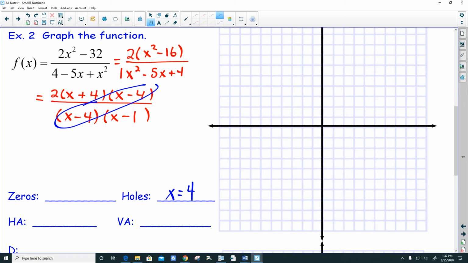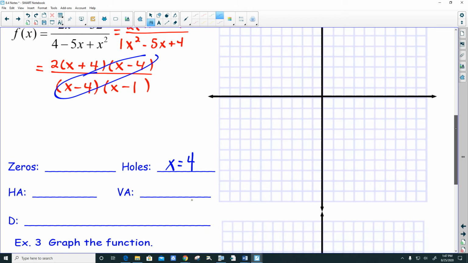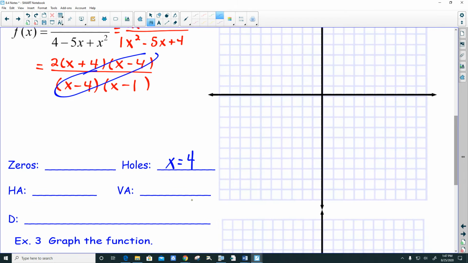Now we're going to do our domain restrictions and the vertical asymptotes. Recall those come from the denominator. So when I look at the denominator, I want to ignore the factor that was involving the hole, and I only want to look at the x minus 1. If that were set equal to 0, there would be a vertical asymptote where x equals 1. So I'm going to go ahead and place that and label it on the graph. Also, the domain, all real numbers, x is not allowed to equal 1.